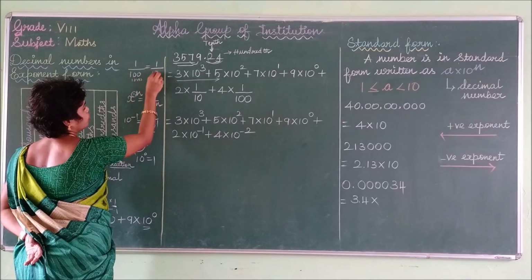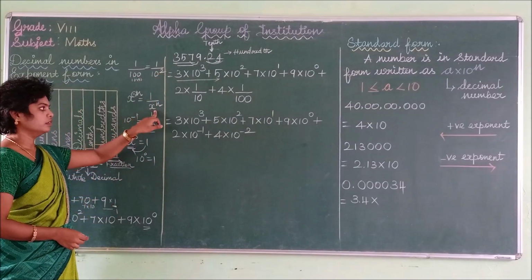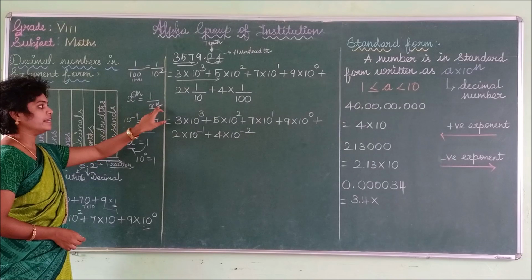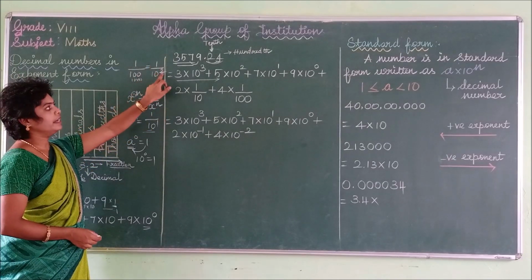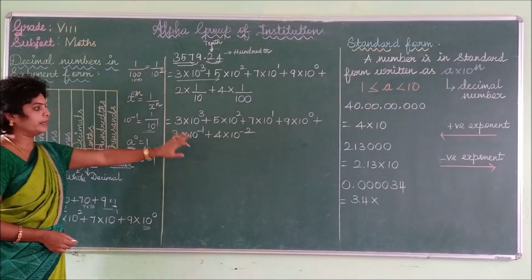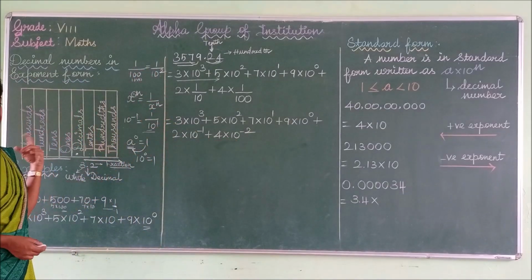That means 10 square. We can represent it as 10 square. So look here: 1 divided by x power n is equal to x power minus n. So 1 divided by 10 power 2, the positive 2 will be changed to 10 power minus 2. 10 power what? Minus 2.